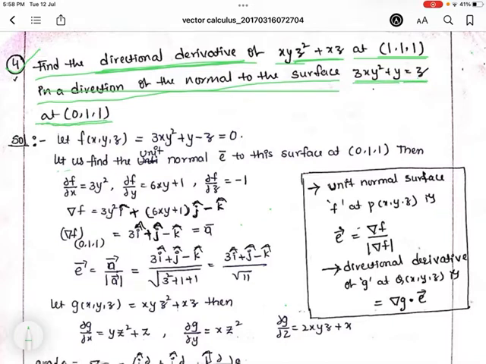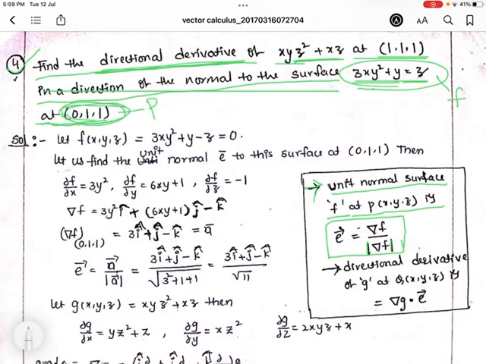So what we have to do in the problem: first you have to find the unit normal to the surface f at a point, which is the vector e, equal to del f by mod del f. So first you have to find this value. Here f is this function, and the point P of x comma y comma z is 0, 1, 1.